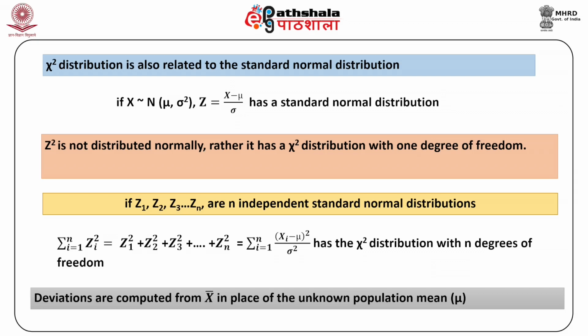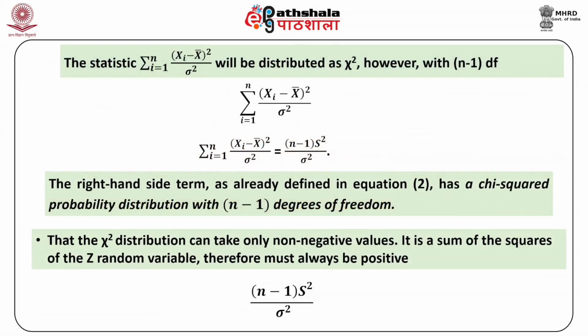However, in using sample data, deviations are computed from x bar in place of the unknown population mean mu, because the population mean mu may not be known to us. Now, this in turn results in loss of 1 degree of freedom to estimate x bar. Therefore, the statistic can be written as sigma (xi minus x bar) square upon sigma square, and it will now be distributed as chi-square but with n minus 1 degrees of freedom.